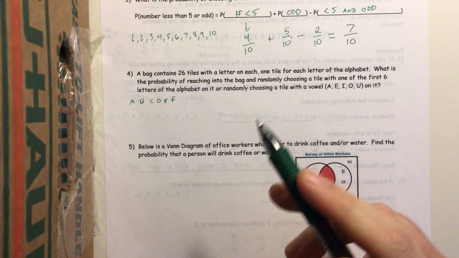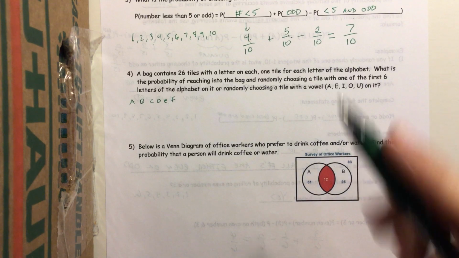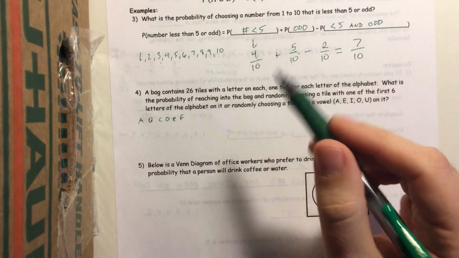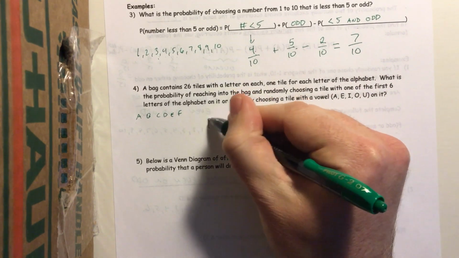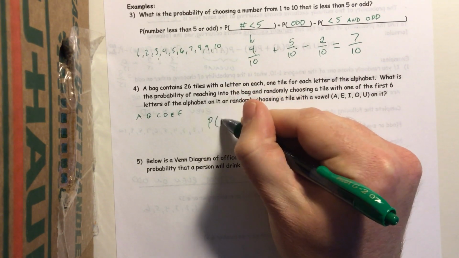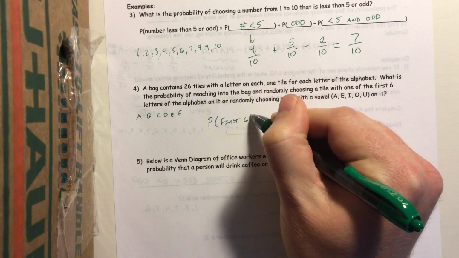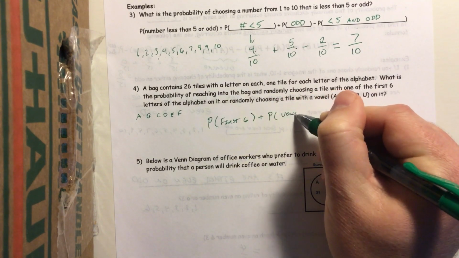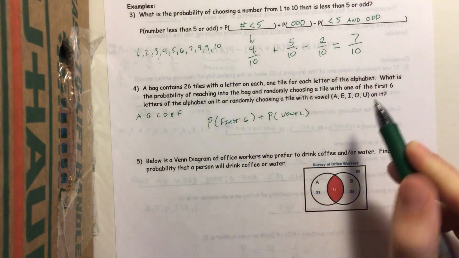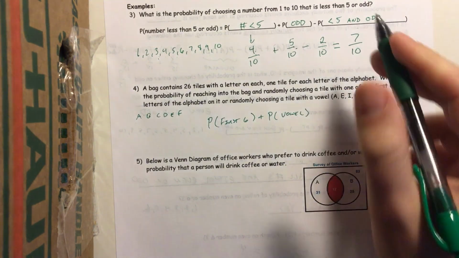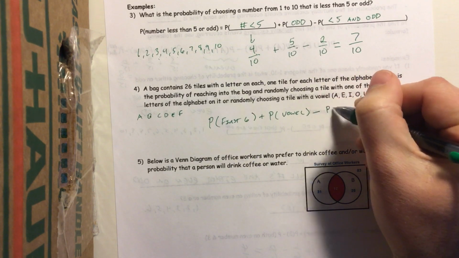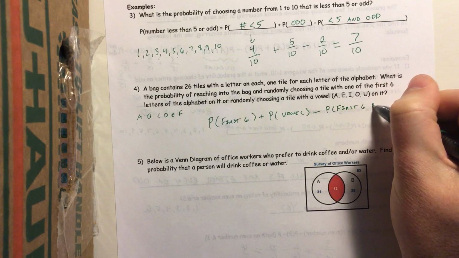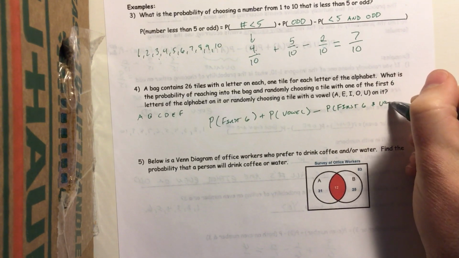All right, so we're going to set this up. We're going to do a probability. We're going to do this formula that we had up here. So I'm going to say this. The probability of picking a letter in the first 6 letters of the alphabet plus the probability of picking a vowel, and we're not including Y in the vowels, and then we're going to subtract out the probability of a letter being in the first 6 and it also being a vowel.